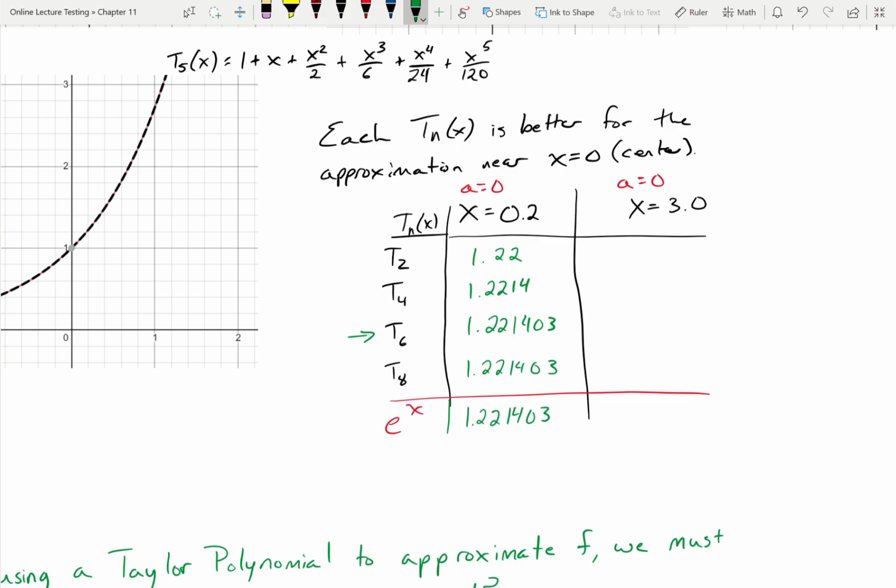However, since we're 3 units away, let's see what happens. I get 8.5, and then notice a big jump here, 16.375. Then I get 19.4125, and then 20.009152. If we compare that to our exponential, we get 20.085537. Notice that there is a huge discrepancy between these.